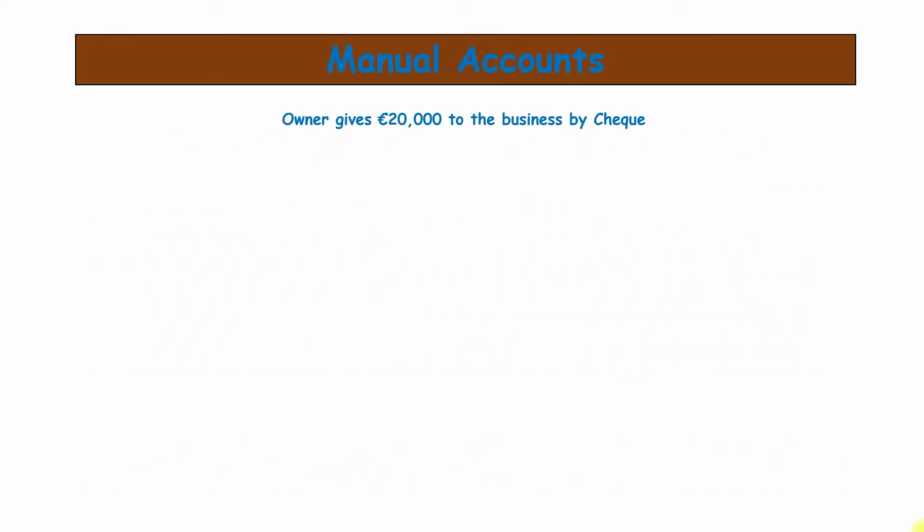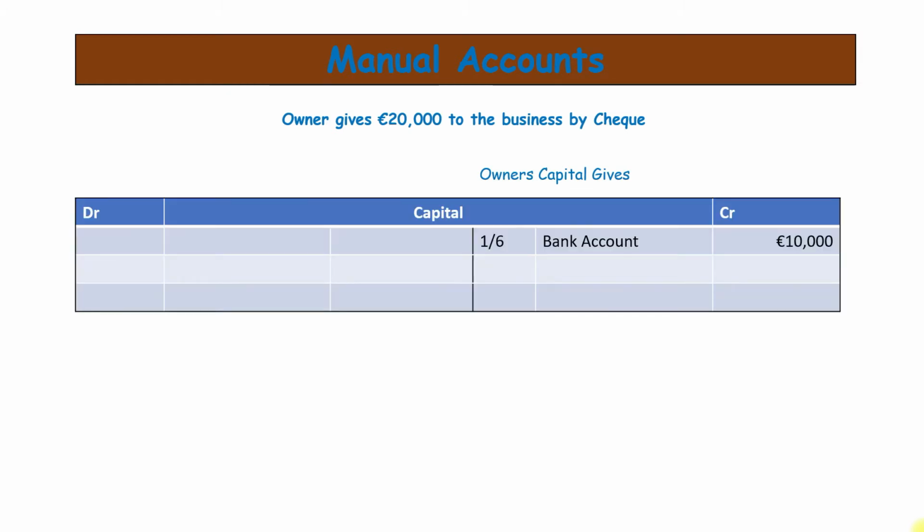In this example of a transaction, the owner gives 20,000 to the business and pays by check. Therefore the capital account gives. The transaction is entered on the right of the ledger, which is the credit side. Therefore we say that we credit the capital account.